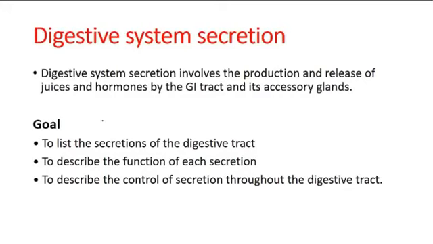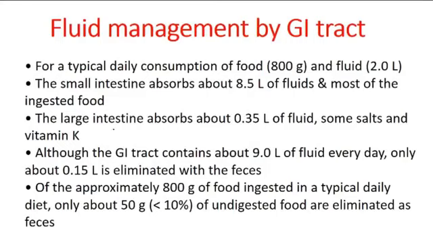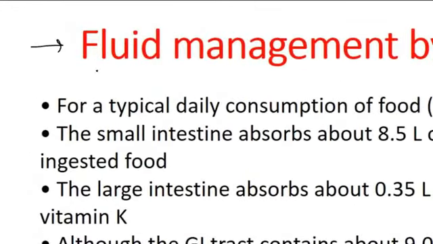Digestive secretions involve the production and release of juices and hormones by the gastrointestinal tract and its accessory glands like liver, pancreas, gallbladder and stuff. The goal for our learning is to understand and list the secretion of the digestive tract, to describe their function, and to describe the control of the secretion with the help of both nervous system as well as hormone mediated system.